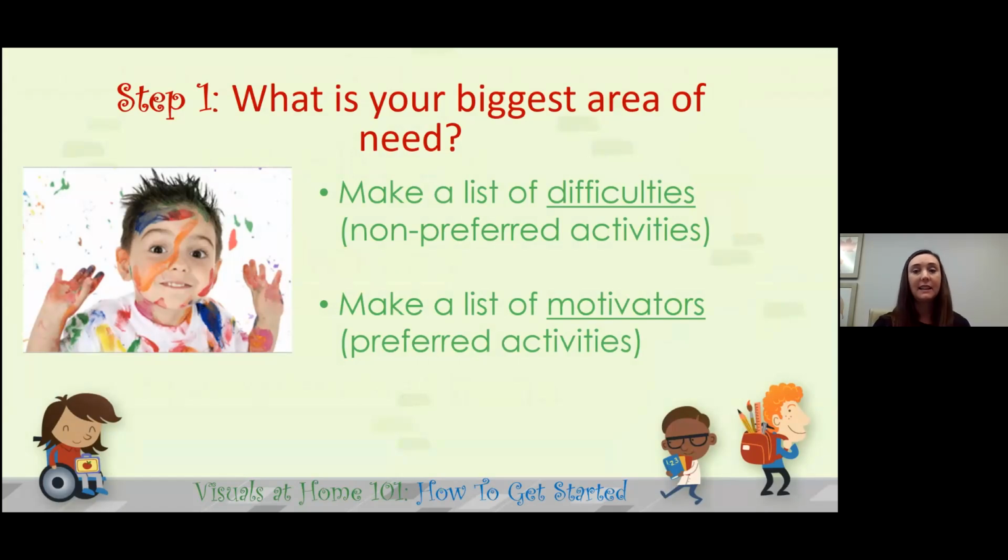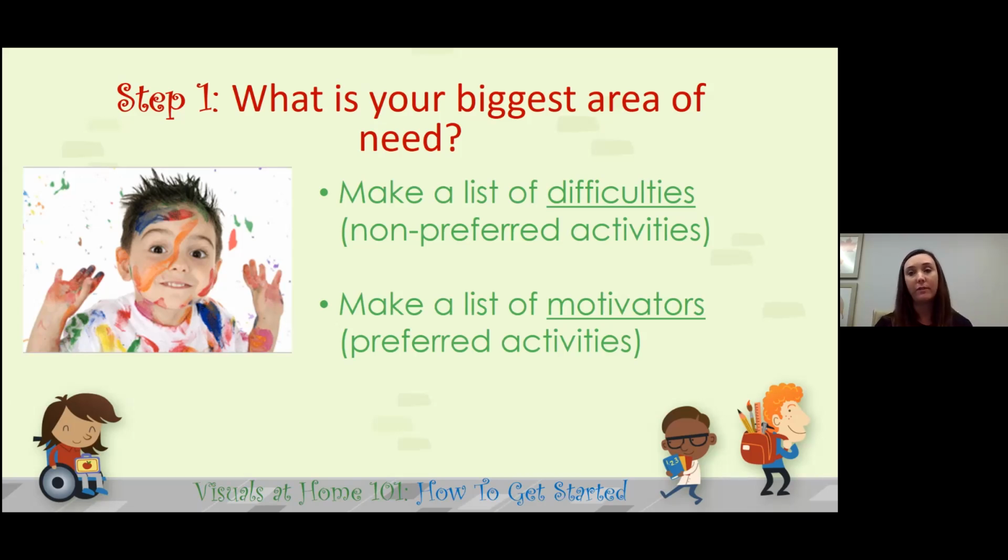There are a few steps. Step 1, identify your biggest area of need. This is where we're going to create our own visual. So we're going back to that to-do list, that list of things. Think about the things that are difficult for your child. We call these non-preferred activities. So what's hard? Transitioning from the tablet, getting ready for bed, going to the doctor.